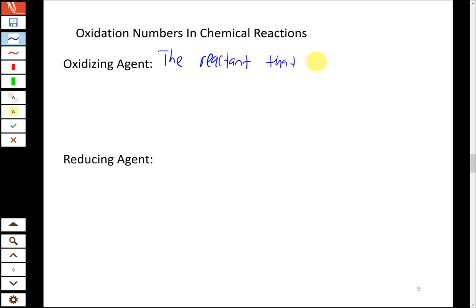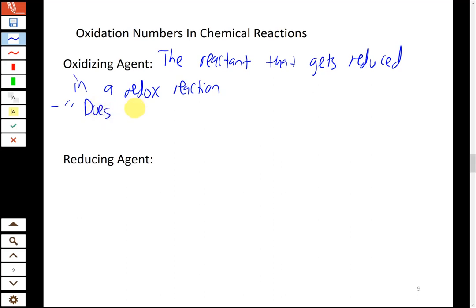Again, an agent is someone or something that does something. So an oxidizing agent does the oxidizing, which means it itself is getting reduced. So it does the oxidizing, that's why we call it the oxidizing agent. And then how do we identify that using oxidation number? The oxidizing agent is going to have its oxidation number decreasing during the reaction.